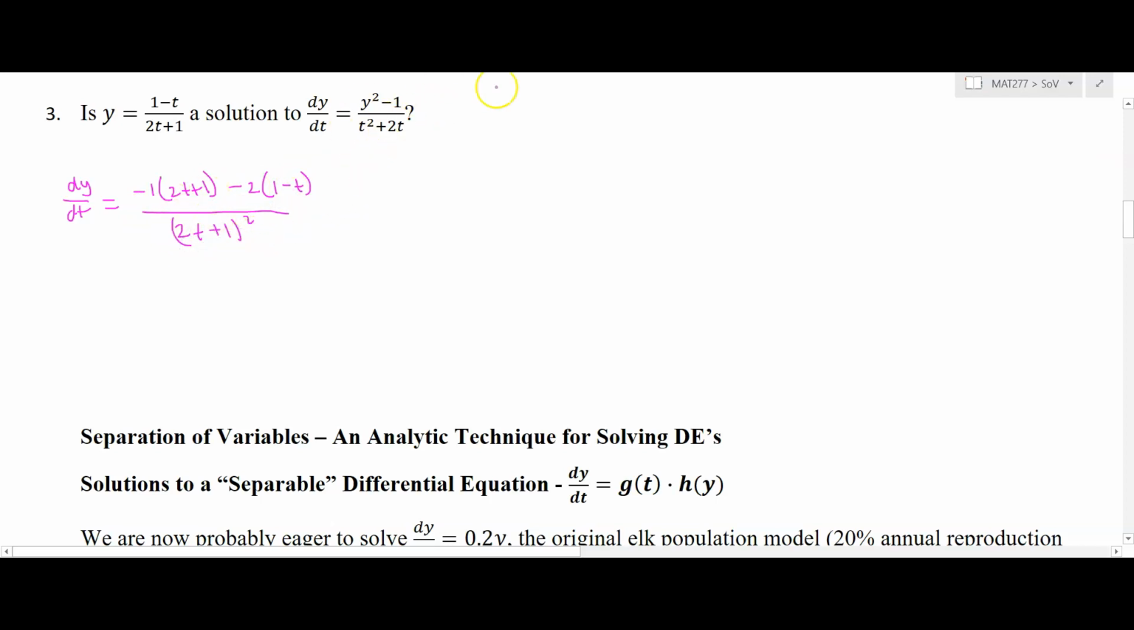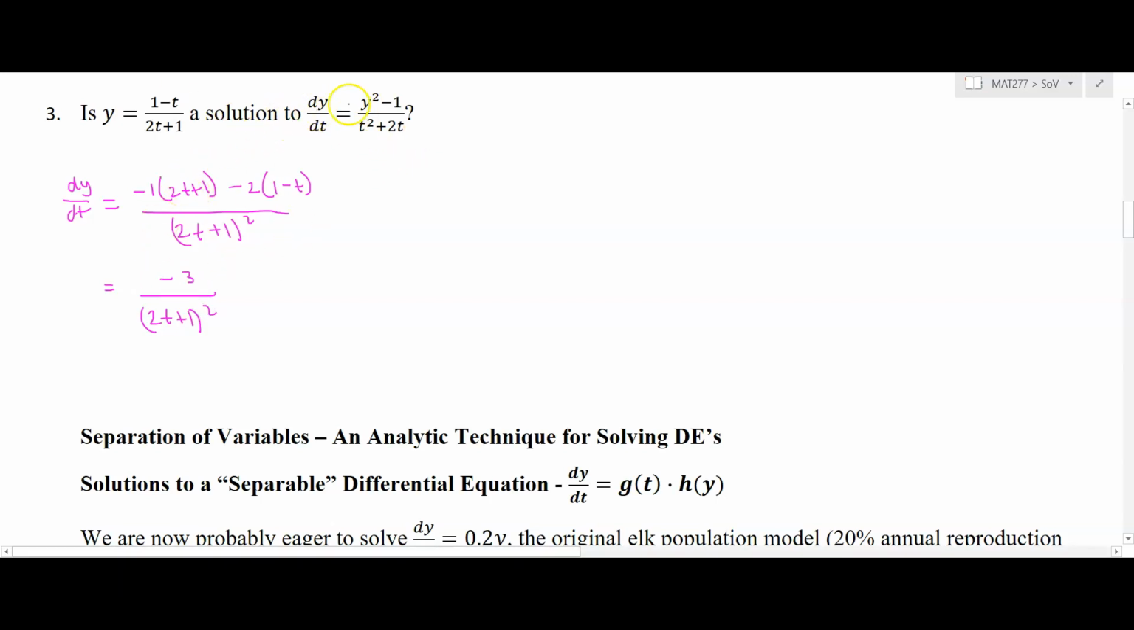Now I'm going to clean that up a little bit because I know I'm going to have to reduce things later anyway. Here in the top I'll have negative 2t, and here I'll have positive 2t, so the 2t's will cancel out. Then I'll have a negative 1 and a negative 2, which comes out to a negative 3, all over the square of this. For now, I'll leave that alone. I may not have to FOIL that out after all, but let's check.